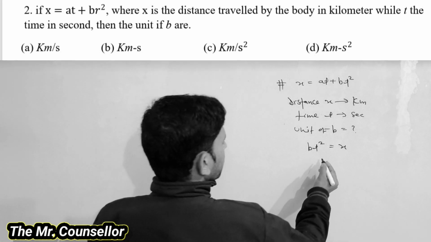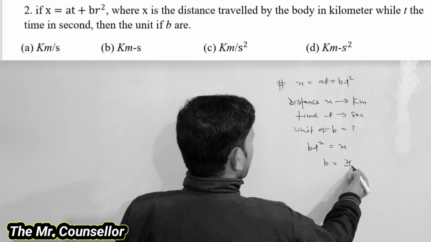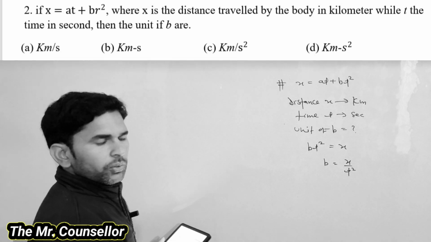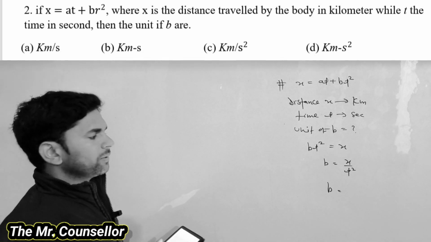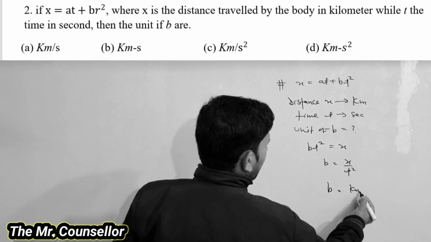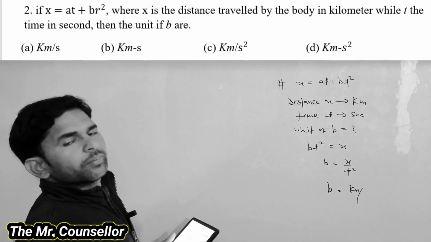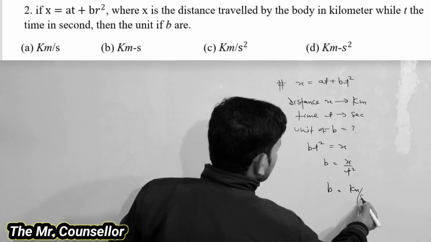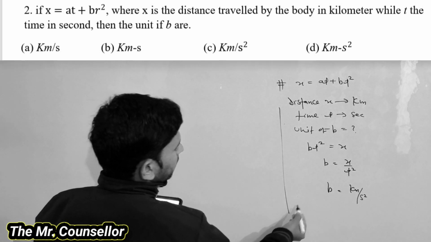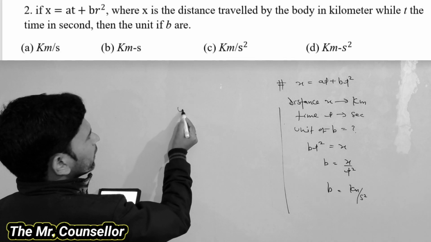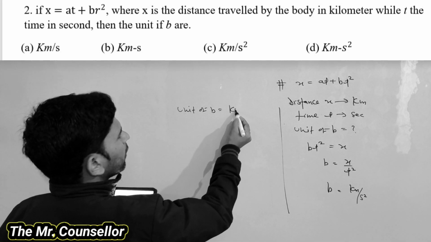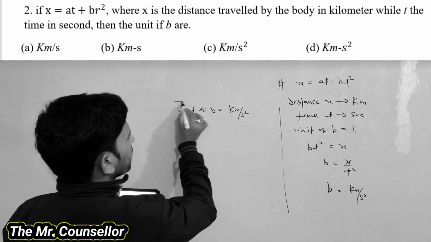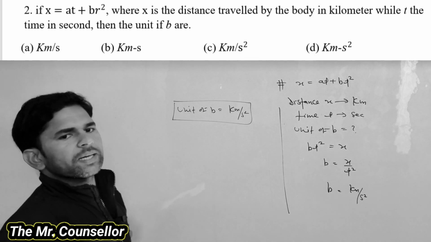So we need to find the unit of B. So we can write B is equal to X upon T square. You know very well the unit of X is kilometer and the unit of time is second, so it will be second square. So finally you can write here that the unit of B is equal to kilometer per second square. So this is the answer.